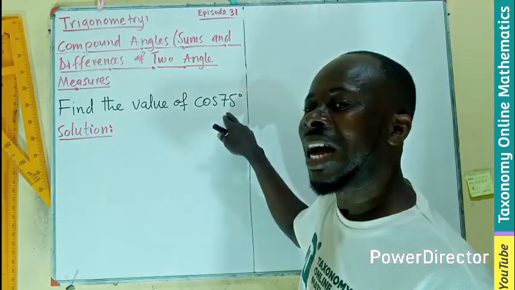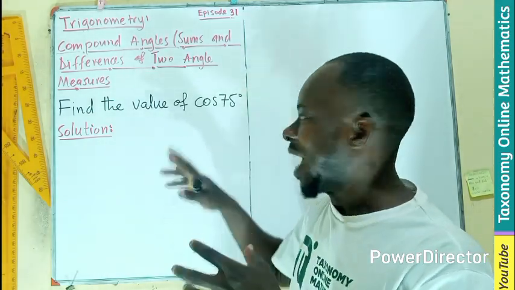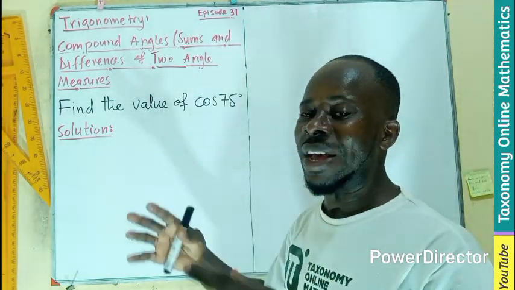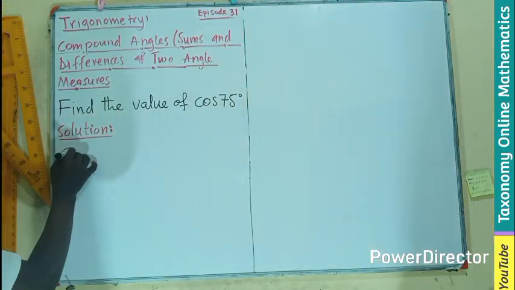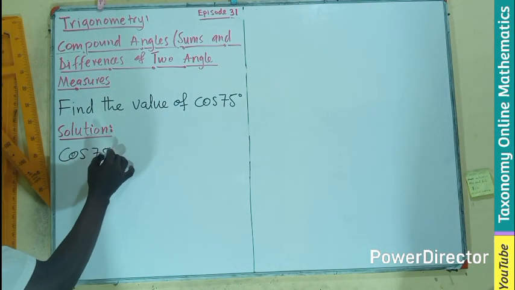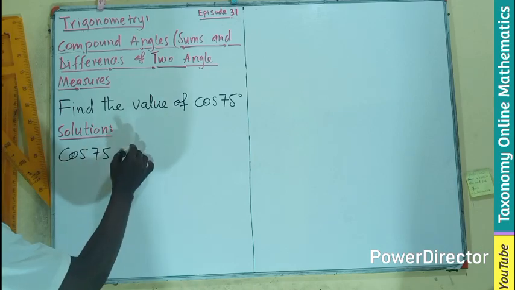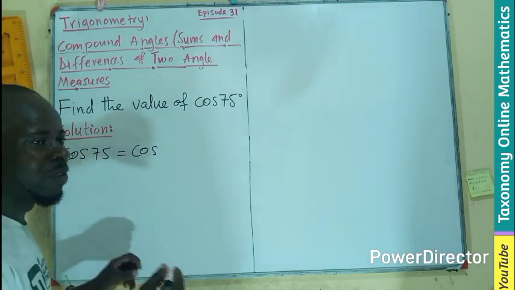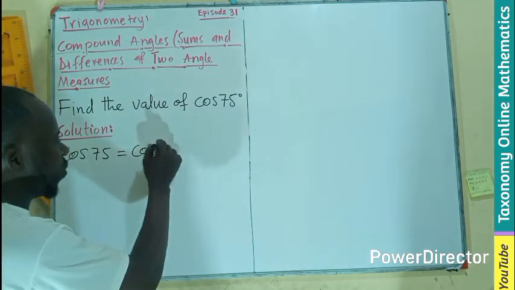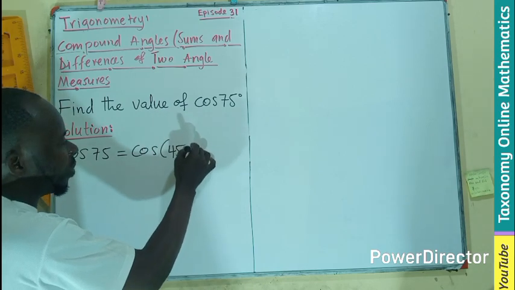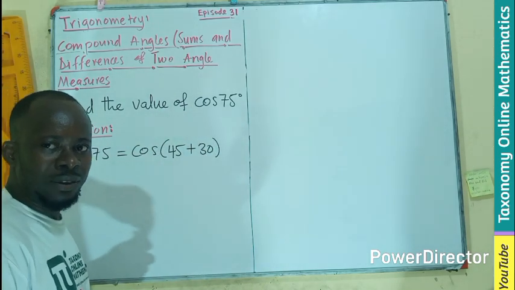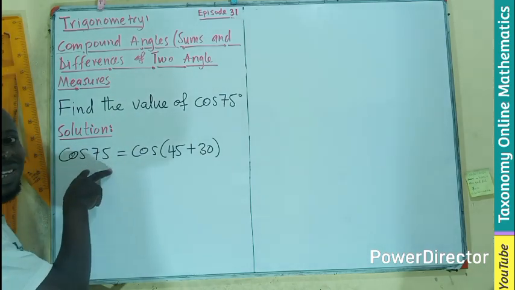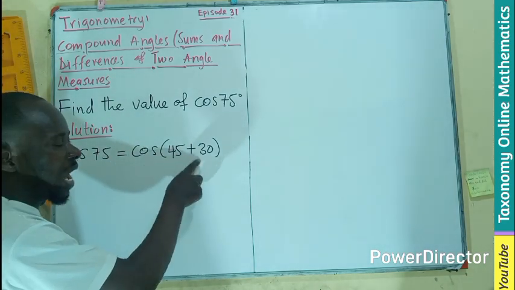This is not a special angle, so we need to rewrite this to have a special representation. If I have the cos of 75, I can write this as the cos of some special angles that I know. I know angle 45 is a special angle, angle 30 is a special angle. Adding the two gives me back the 75. So this we can work with.